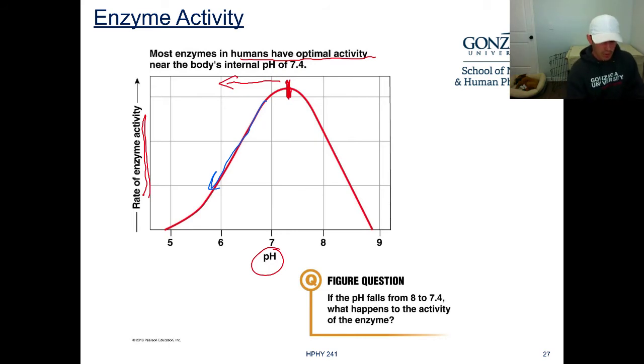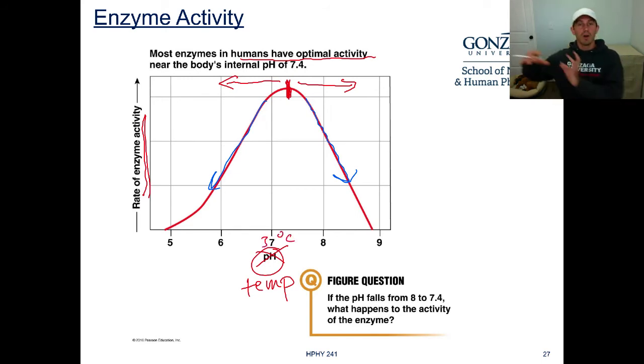Same can be said when you increase the pH. You're going above 7.4, and that enzyme activity starts to decrease very quickly. We could also apply this concept to temperature. Roughly, the internal temperature of our body is 37 degrees Celsius. So once we go above 37 C, we start impacting enzyme activity. We drop below 37 C, we start impacting the rate of enzyme activity.